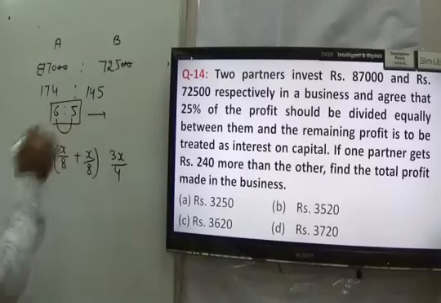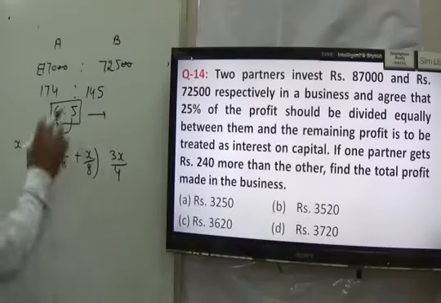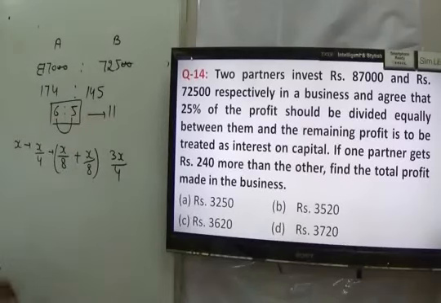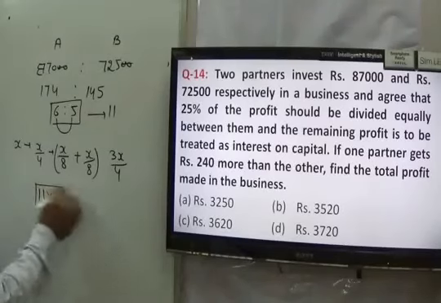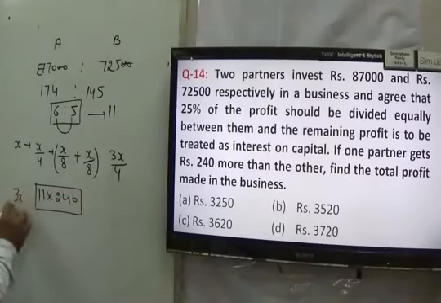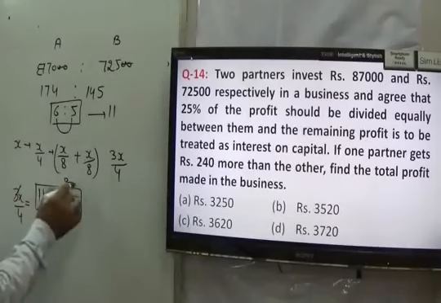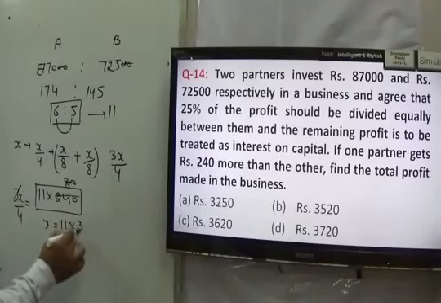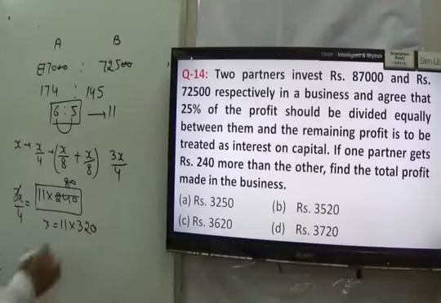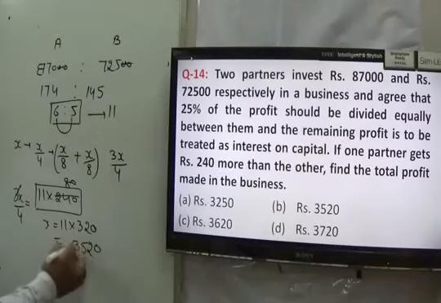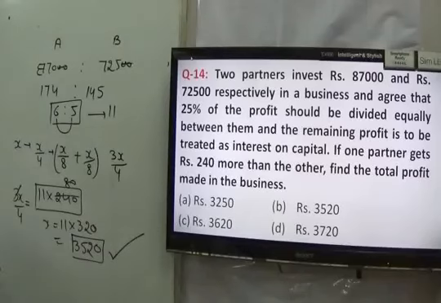The difference in ratio is 1, and 1 is equal to 240. It means the total would be 11. So I can say the money that they divided between them is 11 into 240. This is equal to 3X by 4, because out of this X by 4 they already divided equally. I have to find the value of X. 3 will go into 240, 80. X is equal to 11 into 320, which is 3520. So I can say that initially their profit was rupees 3520.